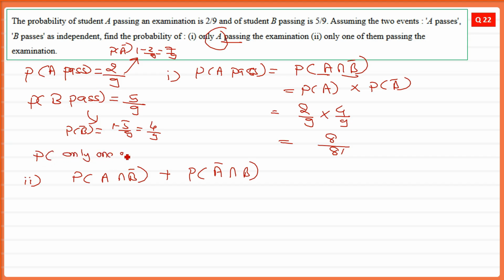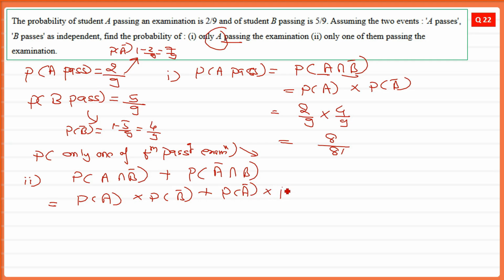You can write it like this: probability, that is P, of only one of them passing the examination. So only one of them passing the examination will be the combination of A passes, B doesn't pass, or A doesn't pass, B passes. So the concept you understood. Let's multiply them. That is P(A) multiplied by P(B bar), because these are separate, independent events. The second term will become P(A') multiplied by P(B).